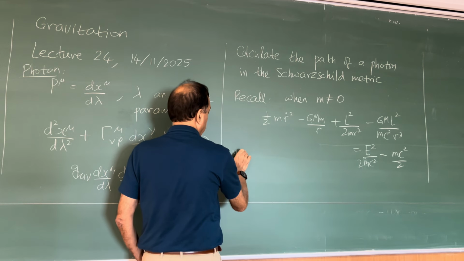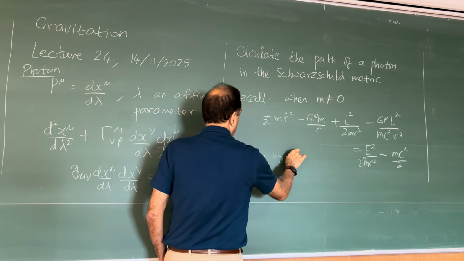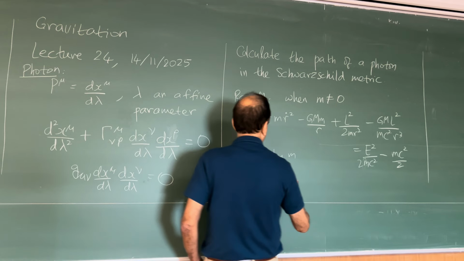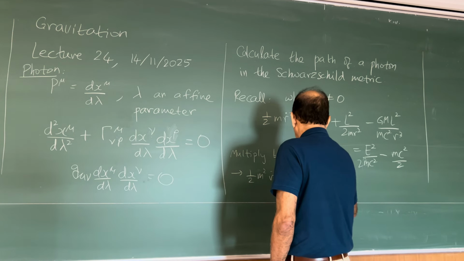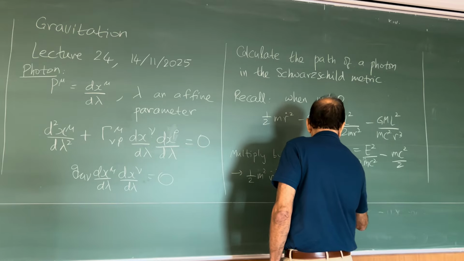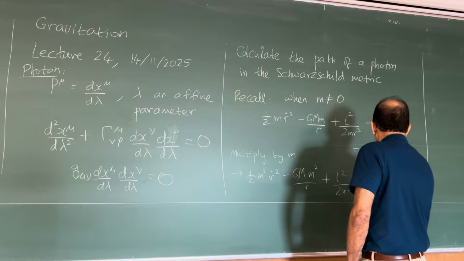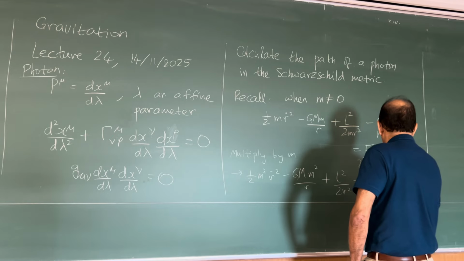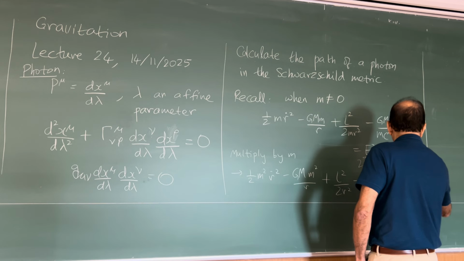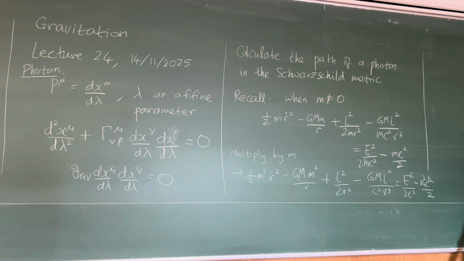However, you can do the following thing. First, multiply throughout by m. And you'll get half m squared r dot squared minus GMm squared by r plus L squared over 2r squared minus GM L squared over c squared r cubed is equal to E squared over 2c squared minus m squared c squared over 2. Just multiplied everything by m.